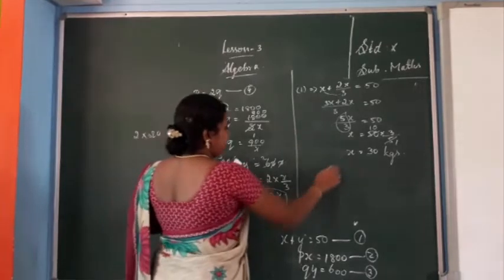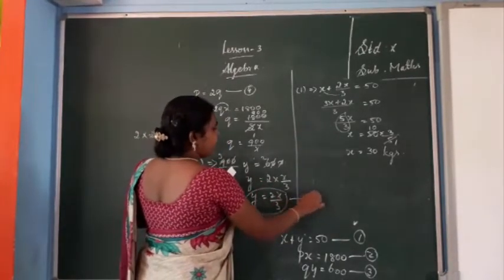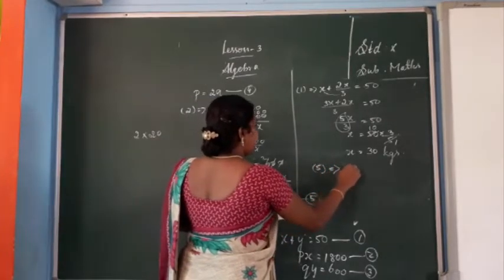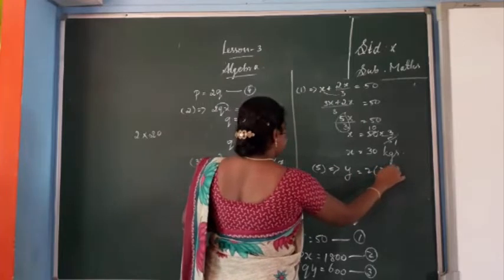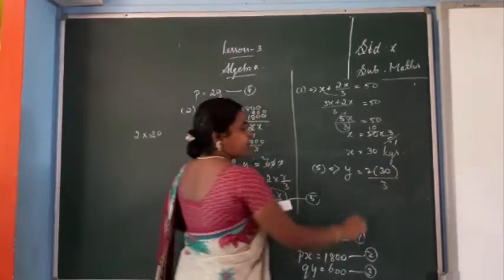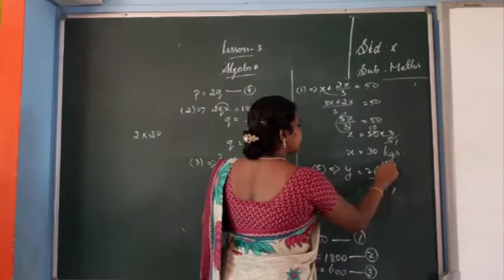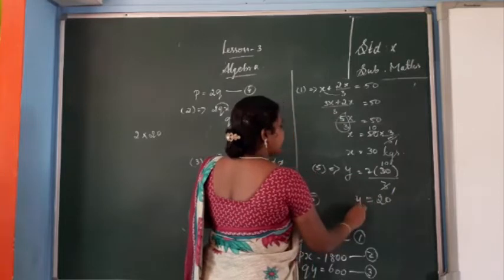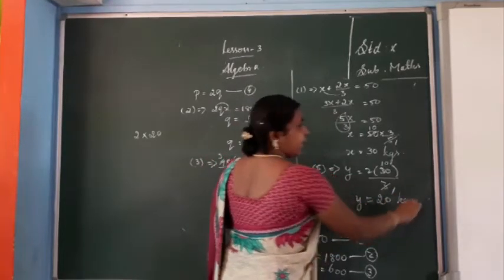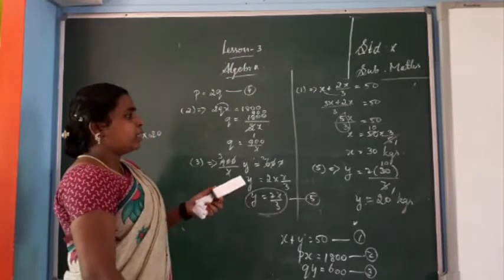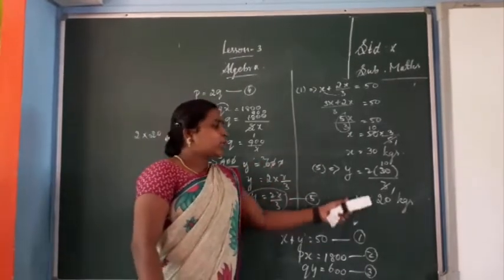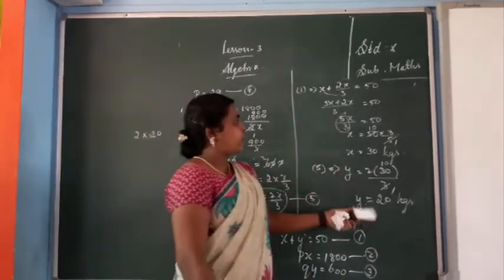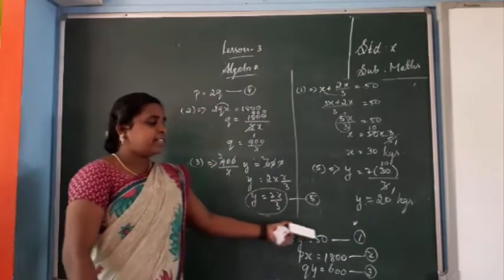Then next we need the Y value. So use this, this is equation 5. Here you apply: Y equal to 2 into 30 by 3. 1 3 is 3, here 1 3 is 30. So 2 into 10 is 20. So Y equal to 20 kgs. Now we can write the answer. Therefore, she bought 30 kg of apple and 20 kgs of bananas. So total, 30 plus 20 is 50. Total weight is 50.